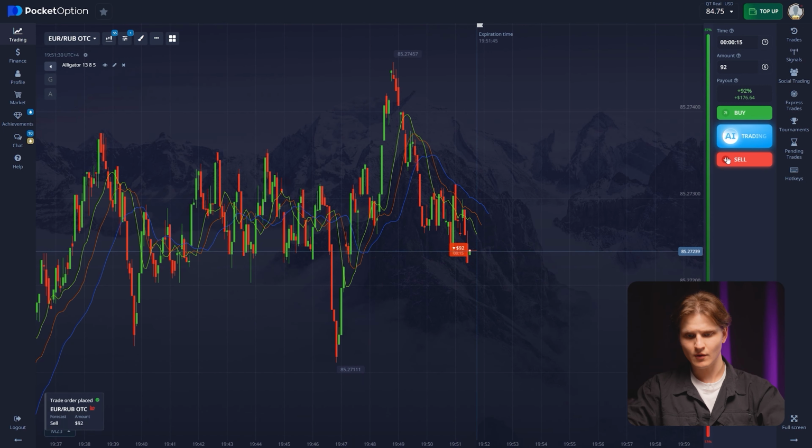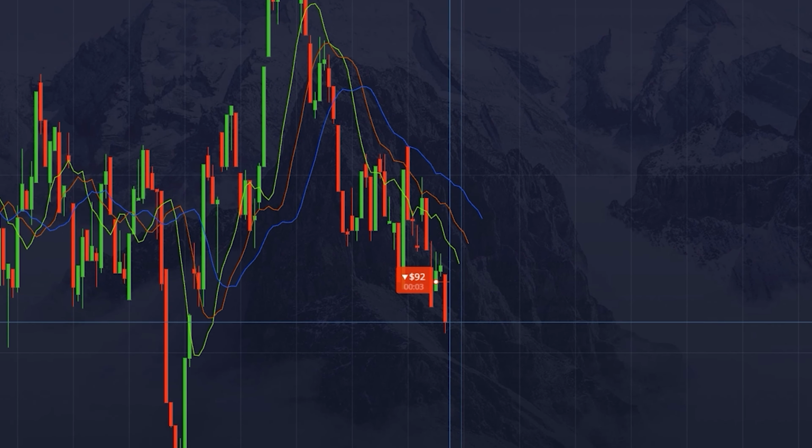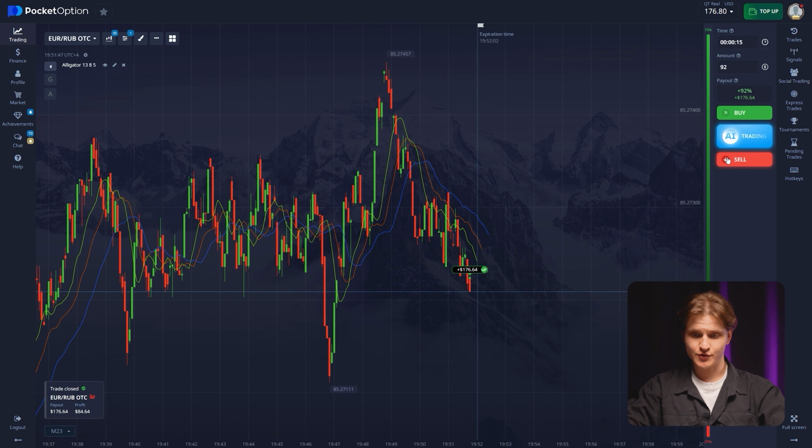Moving on. We open a position down because here we are signaled by the alligator indicator. There is no need to invent anything. Good deals, good situations. This trade was signaled to us by the alligator indicator. We used the general trend and confirmation by indicator, and we were on the plus side.